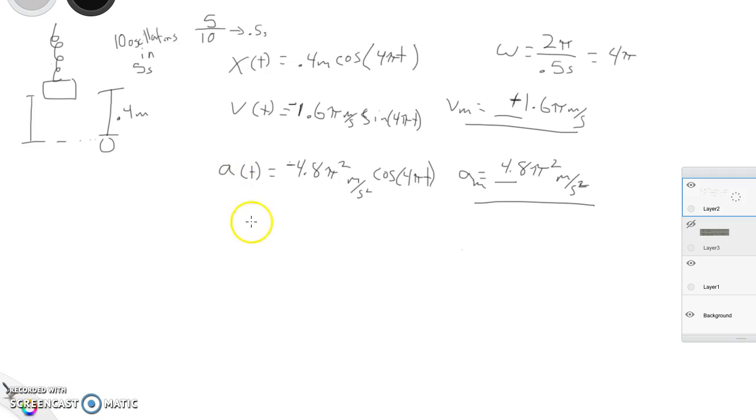We could also find the maximum acceleration using this. Okay, and so if we say 0.4 meters times 4 pi radians per second, and that's squared, that's going to give us 4.8 pi squared meters per second squared too. Okay.